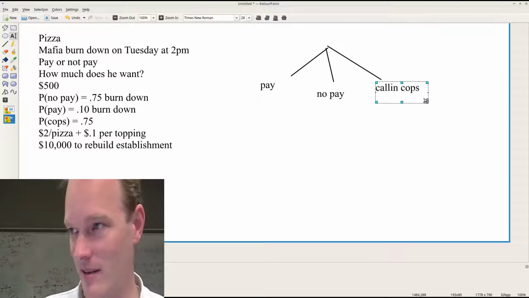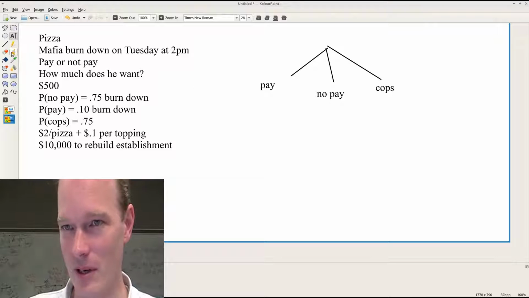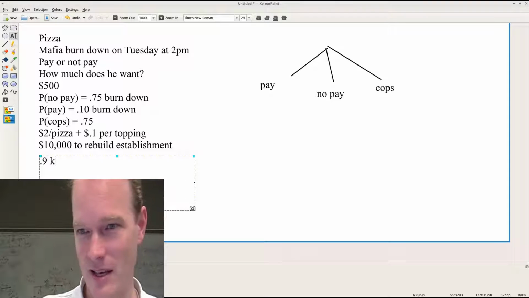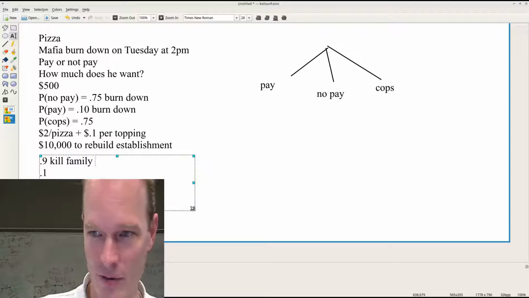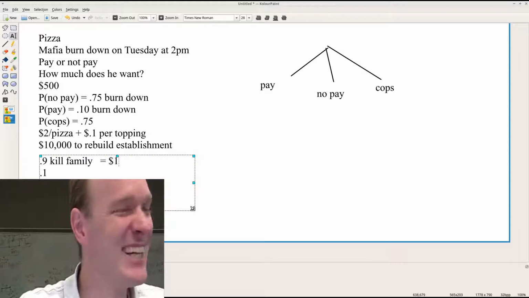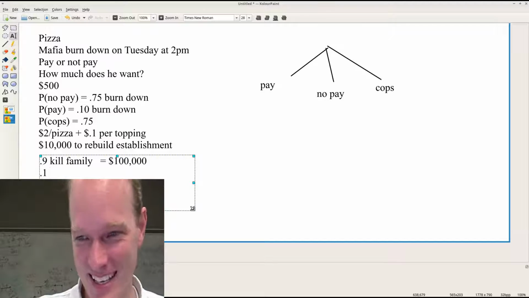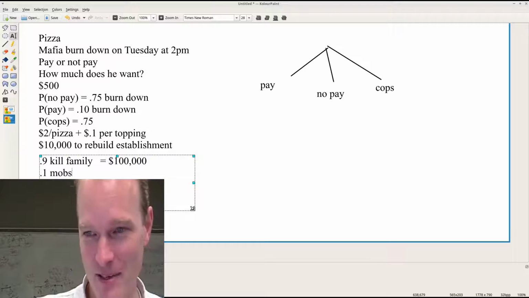So first you have to pay, go suck on a lemon, or I'm calling the cops. Actually, I don't think you should tell them. I think you should just call the cops. But if you call the cops, let's say there's a 90% chance that they will kill your family, and a 10% chance that the cops will get them first, and they'll all go to jail. Oh, and your family is worth $100,000 to you. Mobsters go to jail, and that's worth $20 to you.